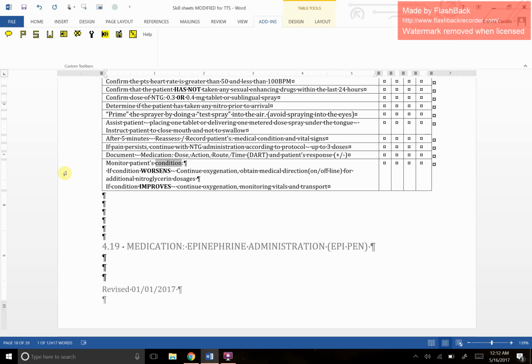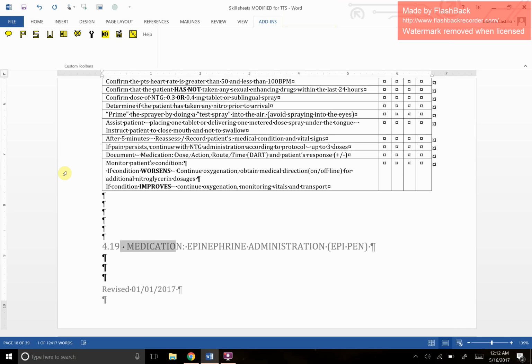Monitor patient's condition. If condition worsens, continue oxygenation, obtain medical direction, on/offline, for additional nitroglycerin dosages. If condition improves, continue oxygenation, monitoring vitals, and transport.